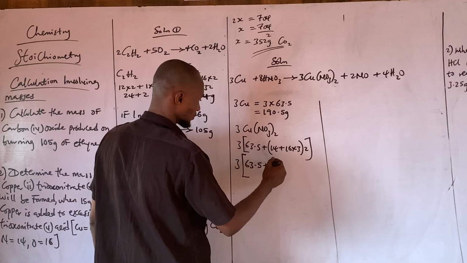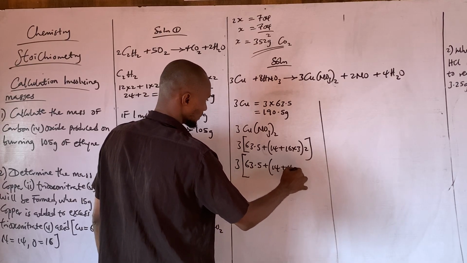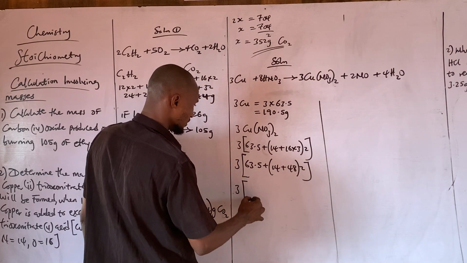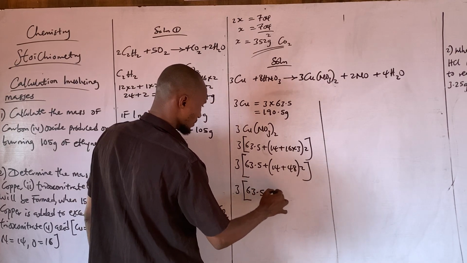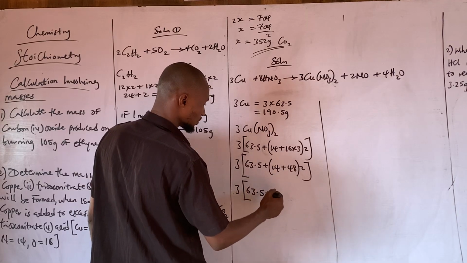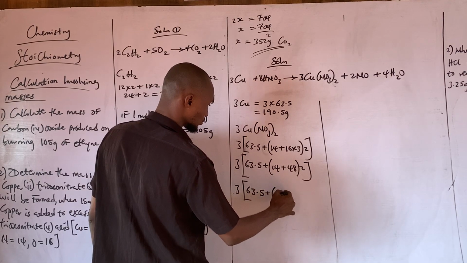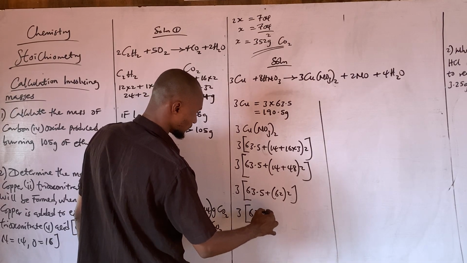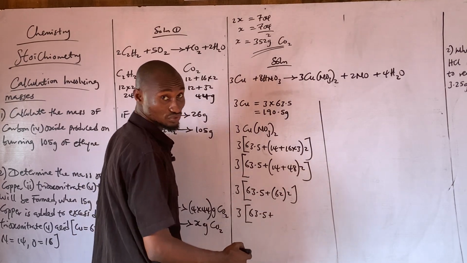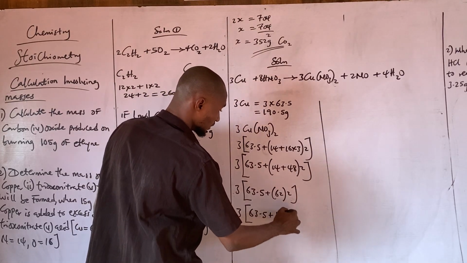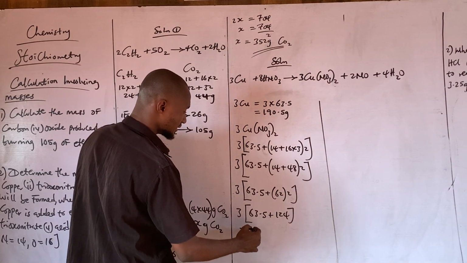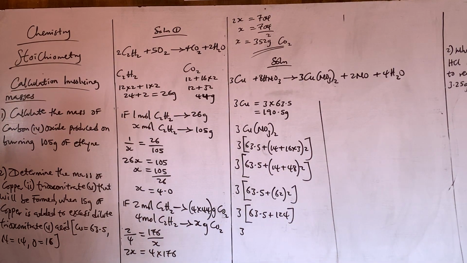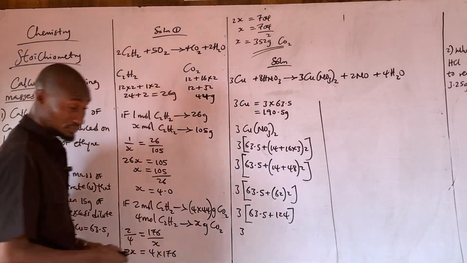So 3 in big bracket, 63.5 plus 14 plus 48. Is that correct? Times 2. This will give us what? 62. So now this is 3 in big bracket, 63.5 plus 62 times 2 will give us what? 124. So this is 3, 63.5 plus 124 will give us what?